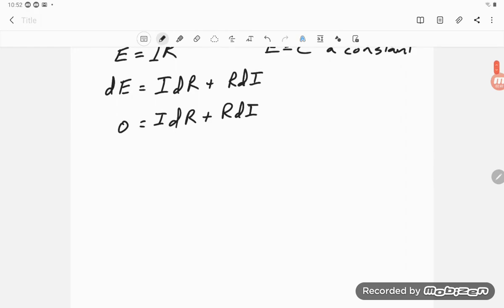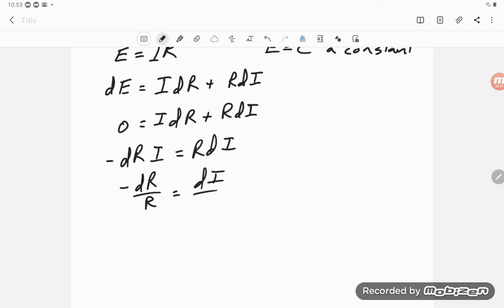And they mention the magnitude of the relative error in R caused by a change in I is equal to the magnitude of the relative error in I. Well, okay, so what they're really just getting at, I think, is if I manipulate this a little bit, I can write this as minus dR times I is equal to R dI. And if I divide both sides by I and both sides by R, I get minus dR over R is equal to dI over I.